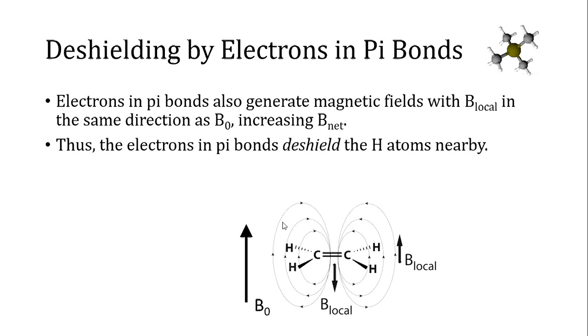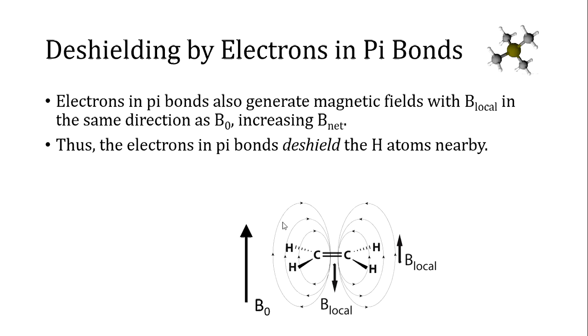There is another phenomenon that can deshield your protons, not just electronegative atoms. We talked a little bit about electrons shielding hydrogen atoms, but those are the electrons that are wrapped up in the bonds that those hydrogen atoms are participating in. Pi electrons, and there's no pi bond that involves a hydrogen atom directly, also generate magnetic fields, but their B local is in the same direction as B0, at least at the hydrogen atoms.